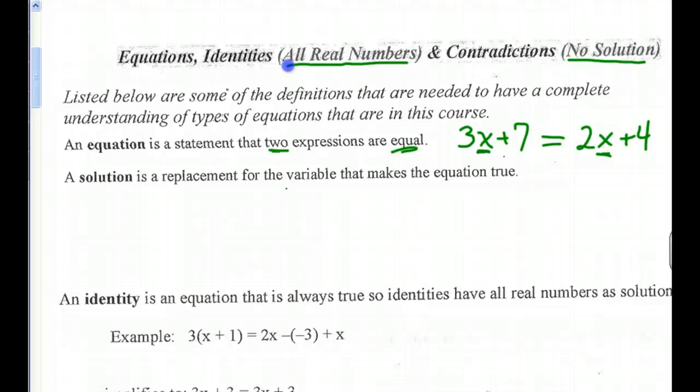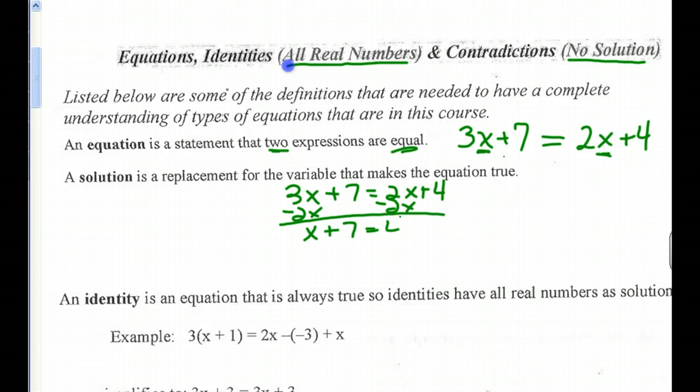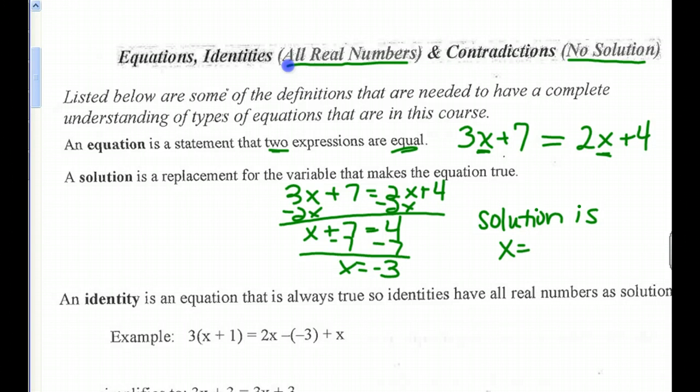So if I try this out, 3x plus 7 equals 2x plus 4, and I'm solving, I subtract 2x from both sides. I get x plus 7 equals 4. Minus 7, minus 7, I get x equals negative 3. Well, my solution is x equals negative 3. So it's basically whatever x equals, or whatever variable. And it says it's the replacement for the variable that makes the equation true. Well, that's just like checking it.